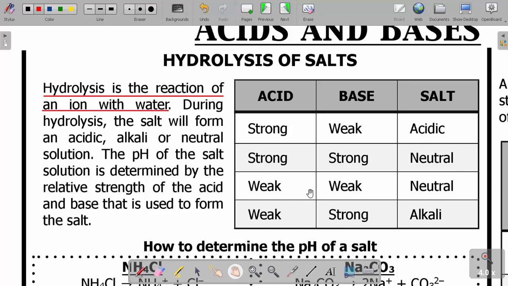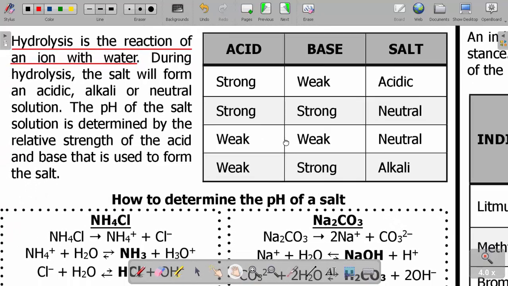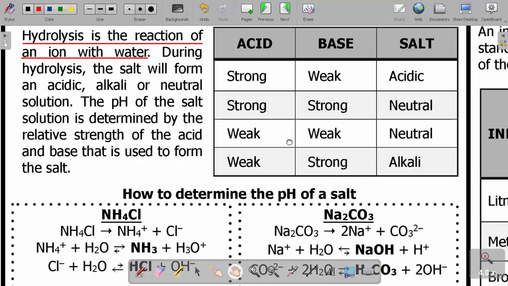All right. Now this is what happens here. If I react a strong acid with a weak base, then my resultant salt is going to be acidic. I repeat, if I react a strong acid with a weak base, I'm going to get my resultant salt to be acidic. However, if I react a strong acid with a strong base, I'm going to get a neutral salt. And if I react a weak acid with a weak base, still I get a neutral salt.